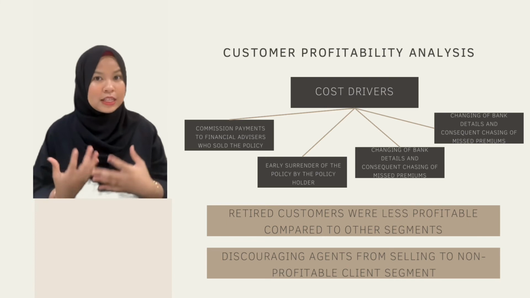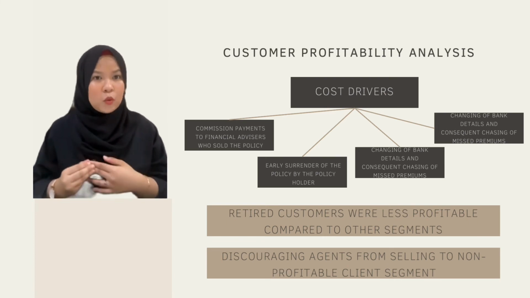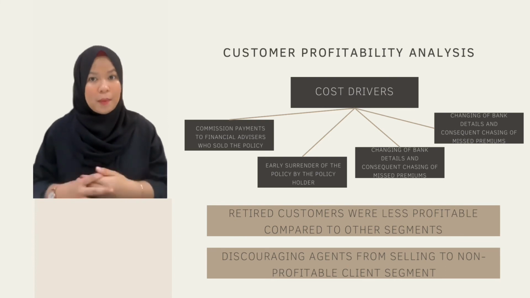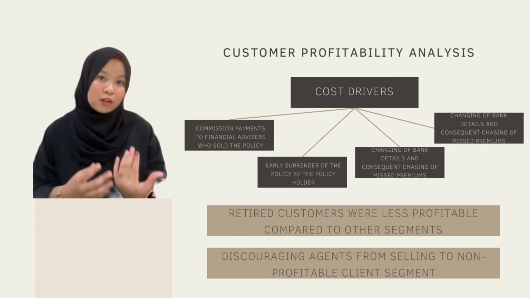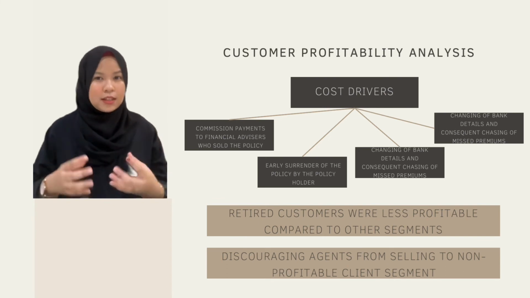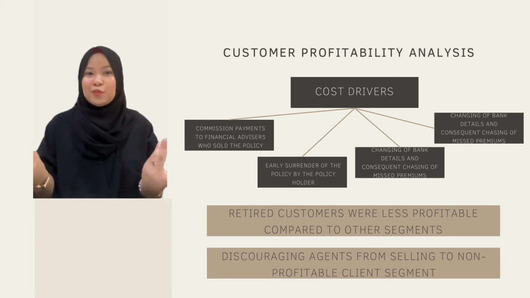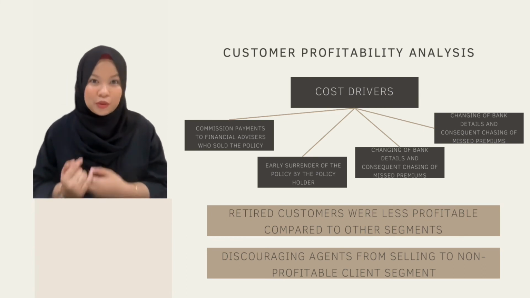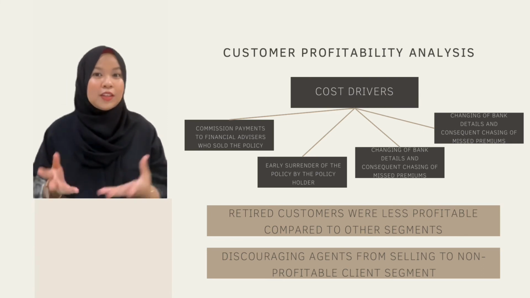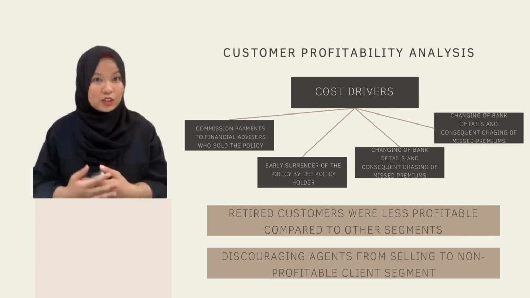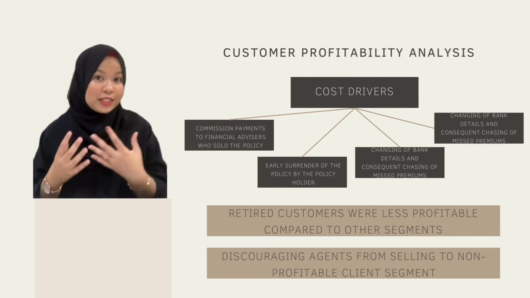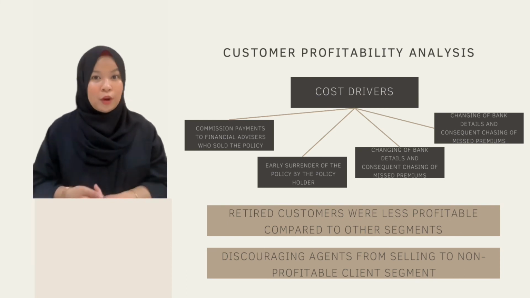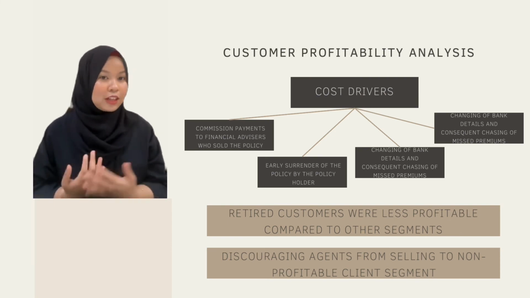The analysis identified that the policy was unprofitable when sold to recently retired clients, but was profitable when sold to other client segments. Recently retired customers had more time to review and consider changes to their insurance policies and to make queries. In response, the company reduced their agents' commissions on these policies according to the age of the policyholder, to discourage them from selling to the non-profitable client segment.